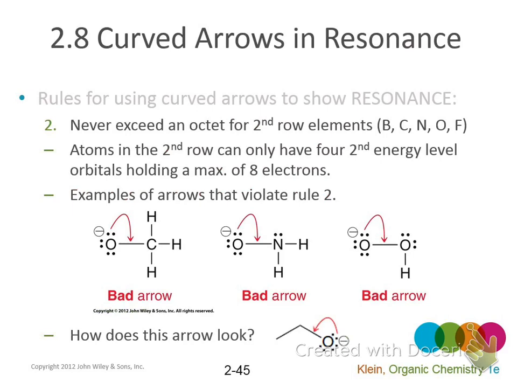Okay, now if you're in the second row of the periodic table, and the most common is hydrogen, never exceed the octet. And that kind of makes sense. It makes us happy.